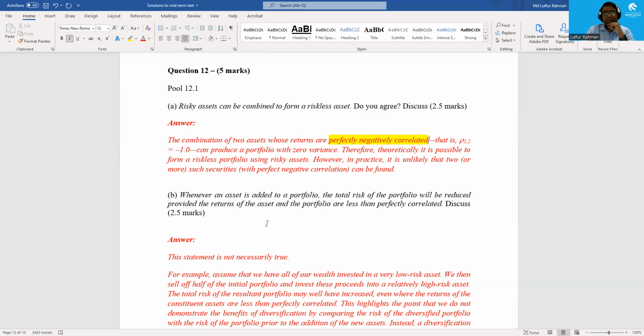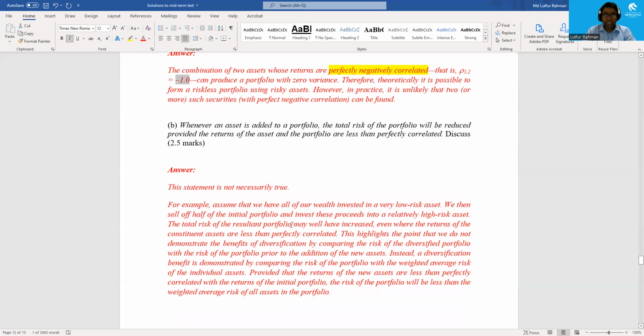Anyway, if the correlation is -1, perfect negative correlation, then if you put these two assets in a portfolio, the variance of this portfolio will be 0. So theoretically, it will be a riskless portfolio. However, you can argue that in reality, it's very unlikely that you find two assets with perfect negative correlation. So to summarize, theoretically, it's possible. However, in reality, it's difficult to get two assets with such perfect negative correlation.